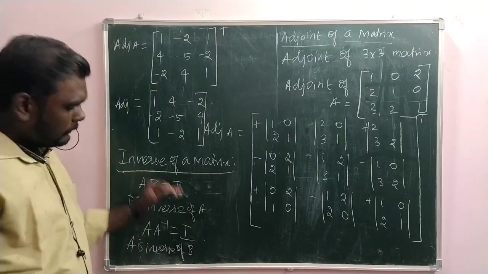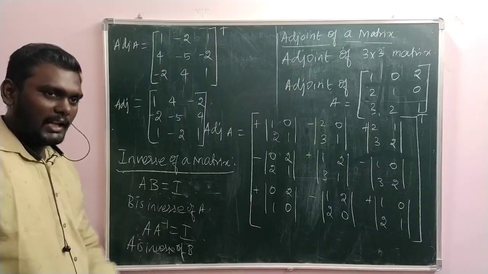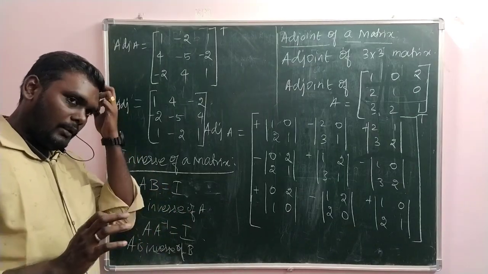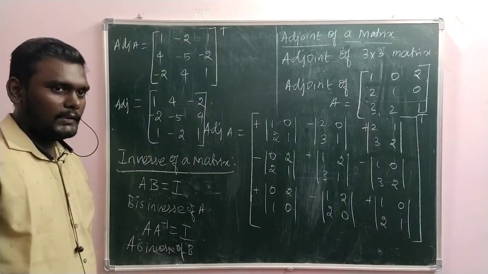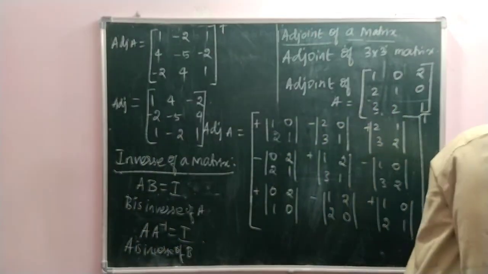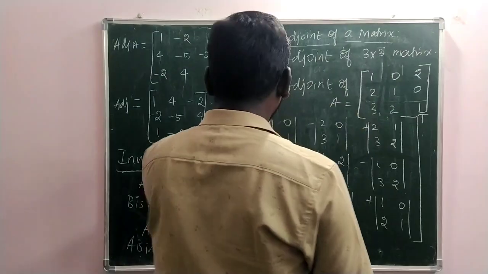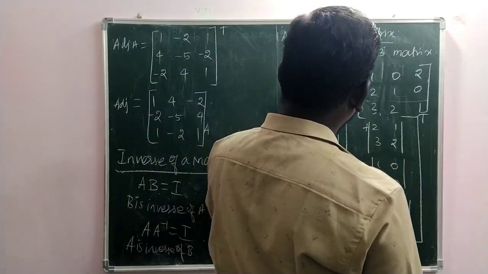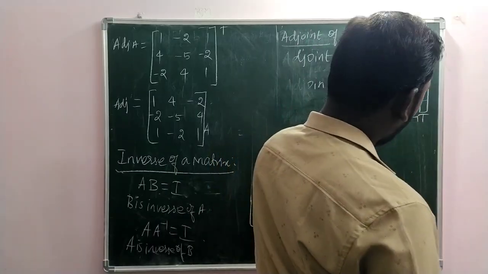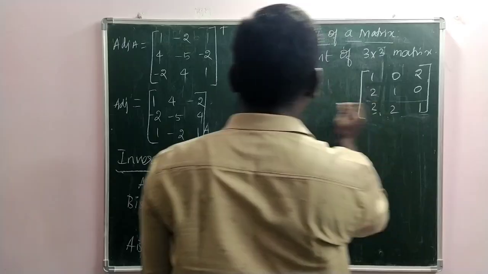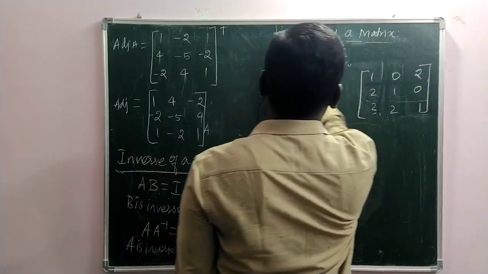Now, how to find such a matrix? The idea is the same: by multiplying with what matrix do we get the identity matrix? How do we identify that matrix? Very easy. For that, one small formula is there. I will take the same question. Instead of finding the adjoint, we will be finding the inverse.